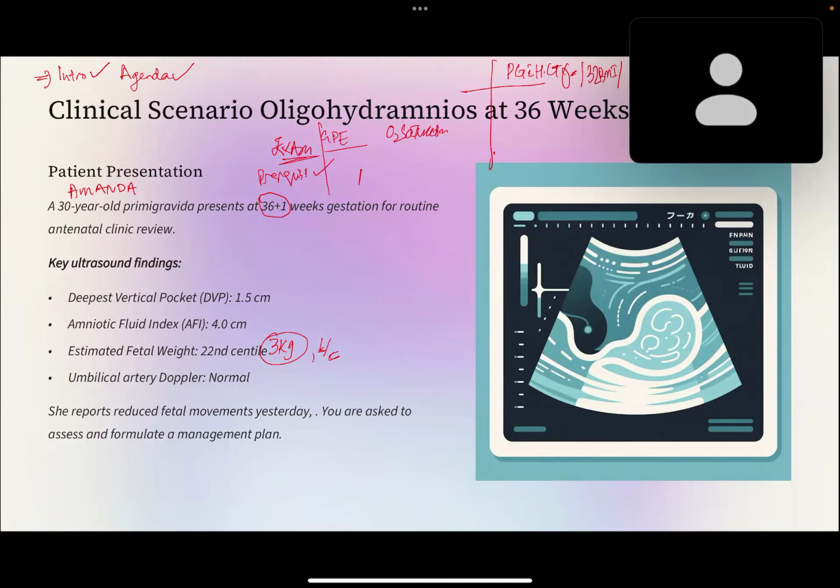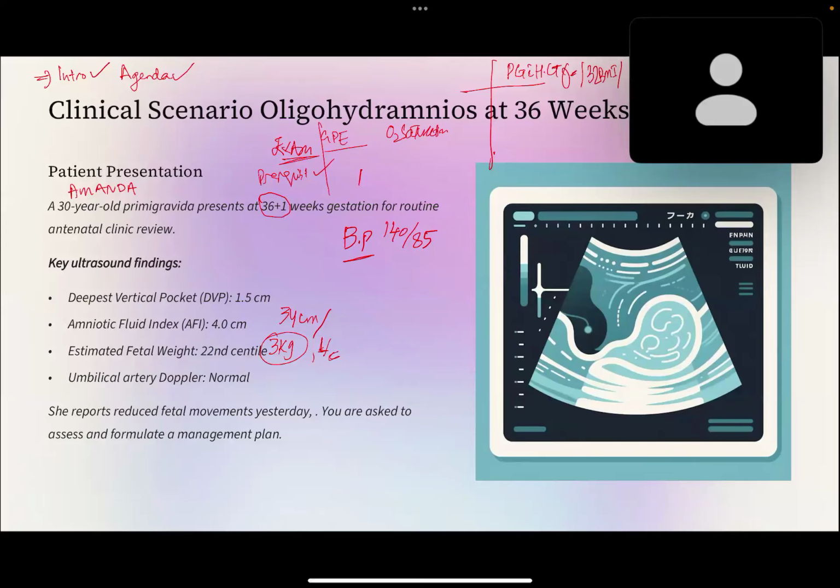I would want to order some investigations. Any examination findings you want from me? What was the symphysis fundal height for the patient? It is 34 centimeters. And what was the blood pressure? Blood pressure today is 140 by 85.